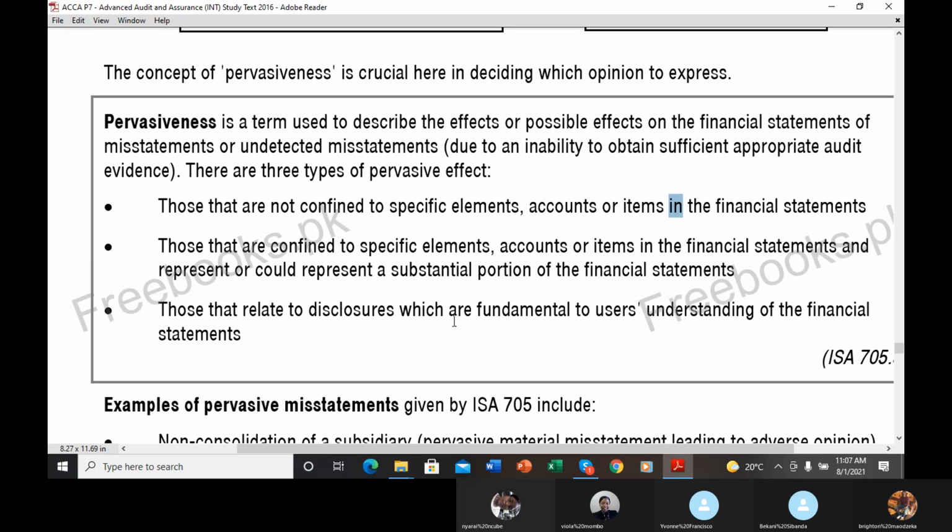Simple as that. If it's material only, it only affects certain elements of the financial statements, be it assets or liabilities, or specific items like receivables, inventory only, cost of sales only. But if it's both material and pervasive, it means the misstatement spreads widely throughout the financial statements.